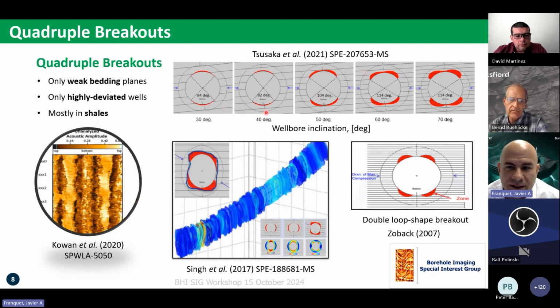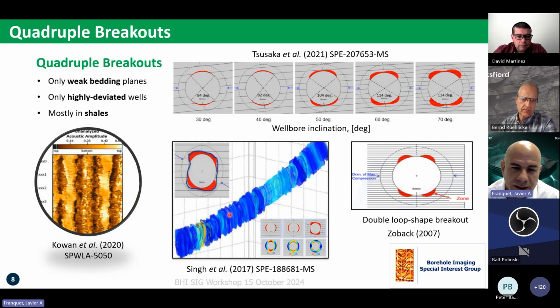And as the well gets deviated, you can clearly see how the traditional dual breakout starts to become a double knot or a double loop type of breakout, essentially because those bedding planes create that shape and create that stress concentration that produces failure, reproduced in this figure here.